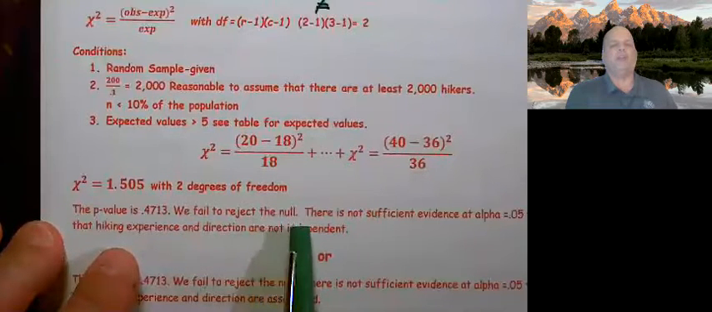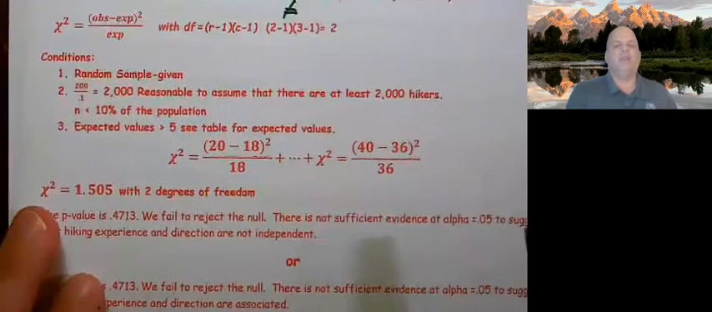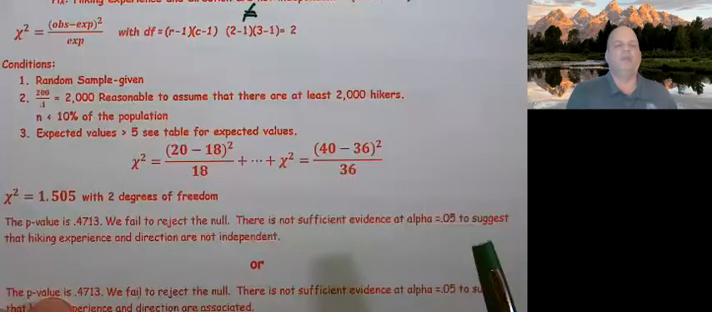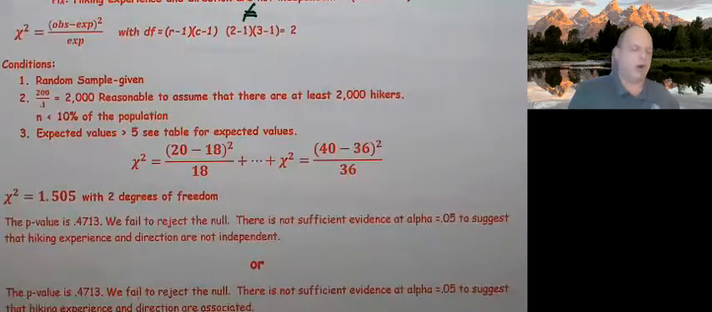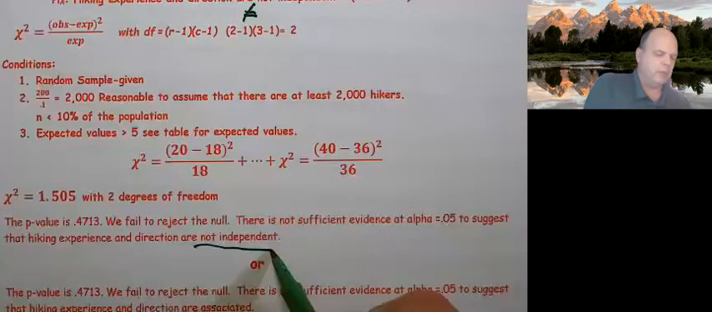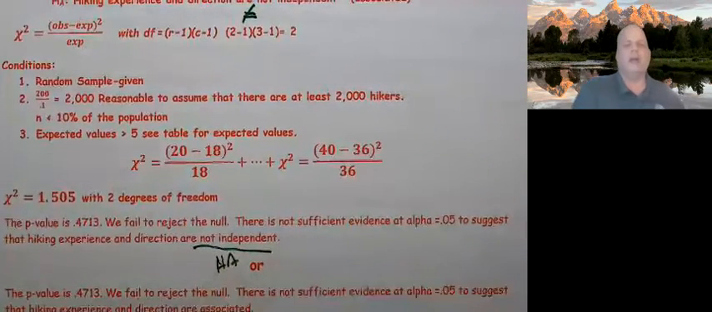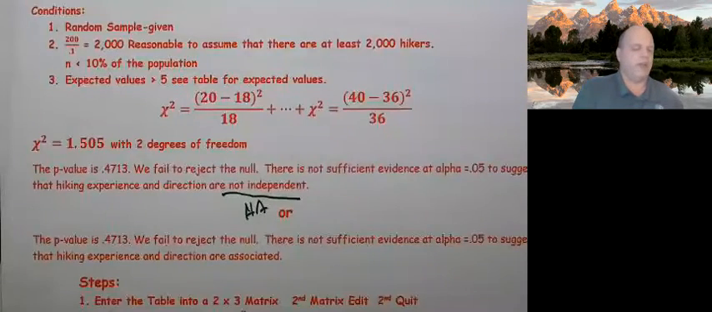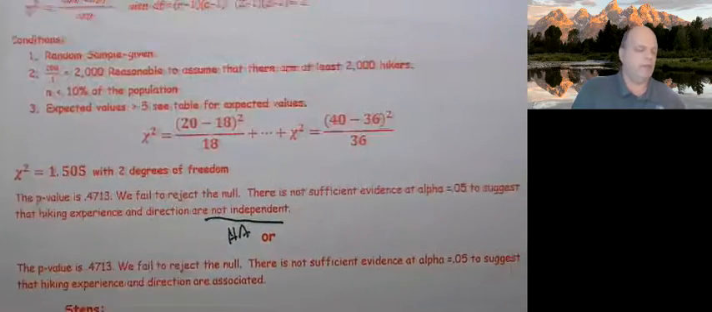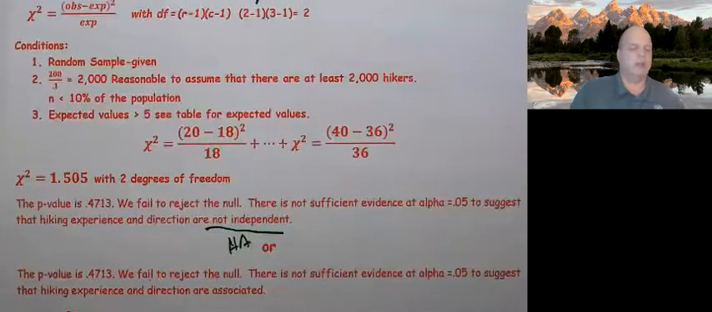We failed to reject the null. There is not sufficient evidence at alpha equal 0.05 to suggest that hiking experience and direction are not independent. In other words, we don't believe that they are associated. We don't have enough evidence to say that they are associated.